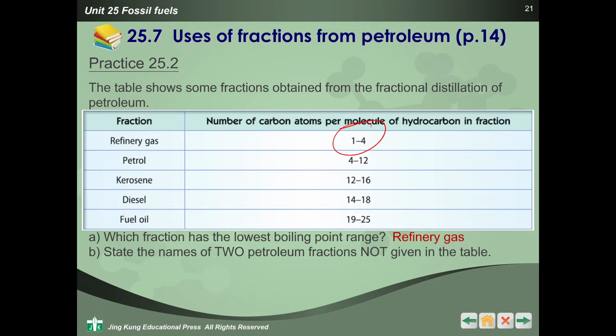So refinery gas here. Part B: state the names of two petroleum fractions not given in the table. You can just use that story again. So PP, remember the PP goes and takes, what do they love to do? They love to take a nap, right? You don't see the nap here, so you can write naphtha, and then you can just continue with the story. Any two of the following: naphtha, lubricating oil, or bitumen. I'll leave that for you to write by yourselves.